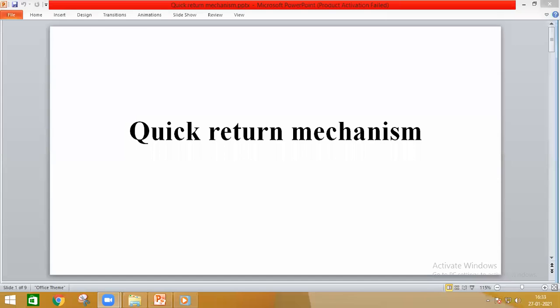So in this session, we are going to discuss the quick return mechanism. Okay, in this session, we are going to see about the quick return mechanism.